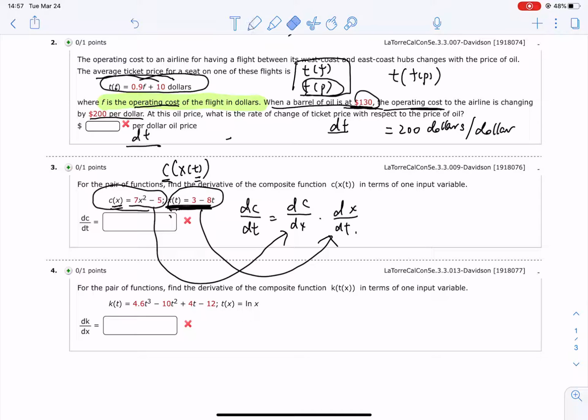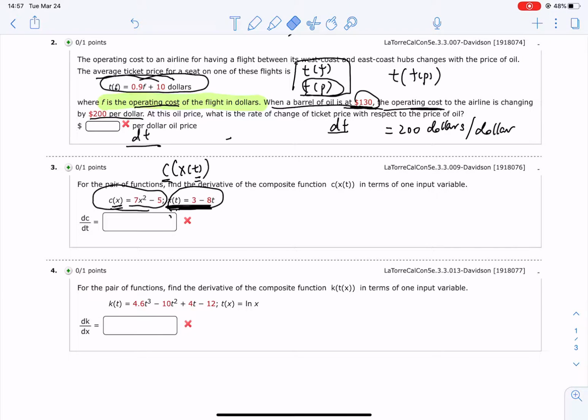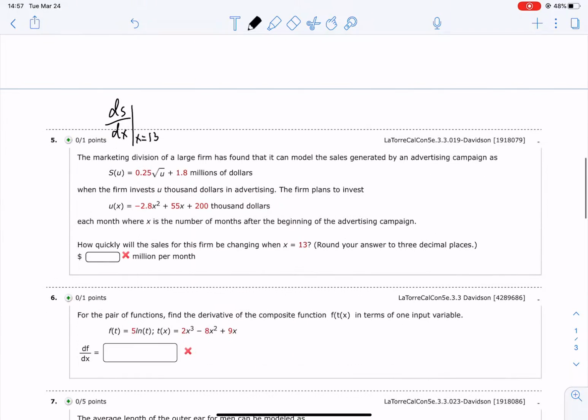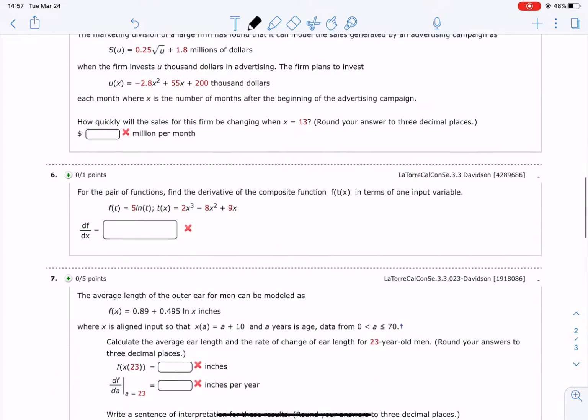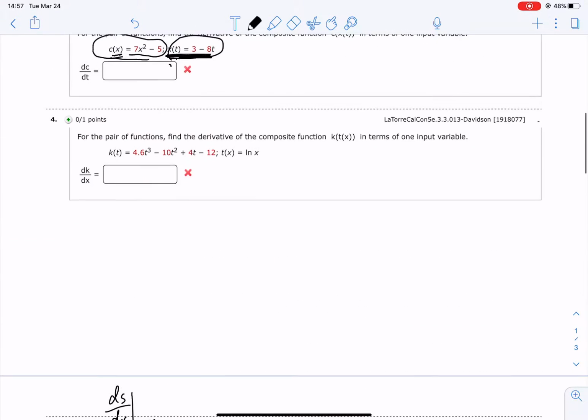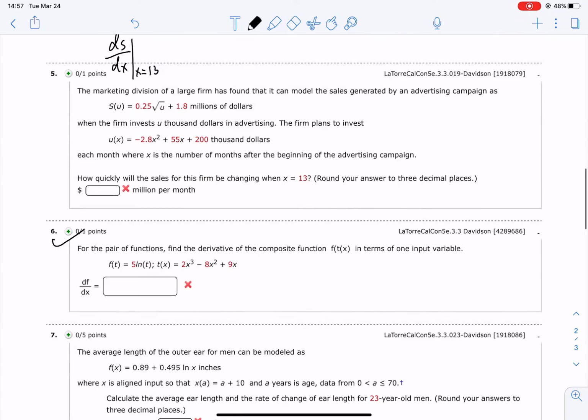So dC dt must be a function of t. Now it cannot be a function of x. We cannot have x there. And similarly, example 4 is the same question. Examples 3, 4, and 6 are pretty similar.